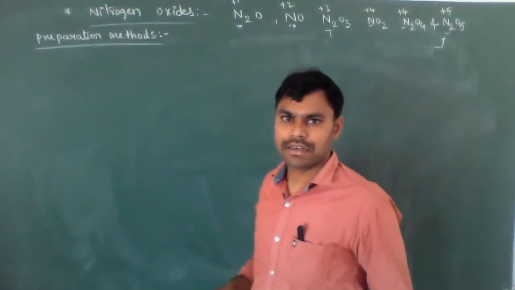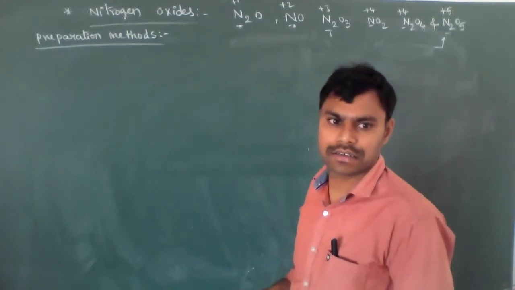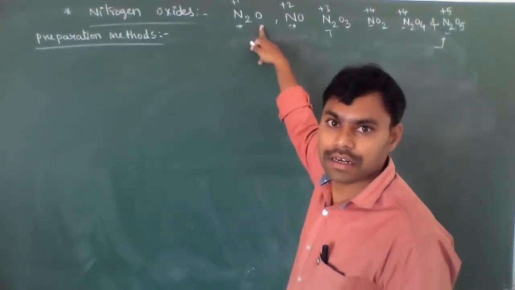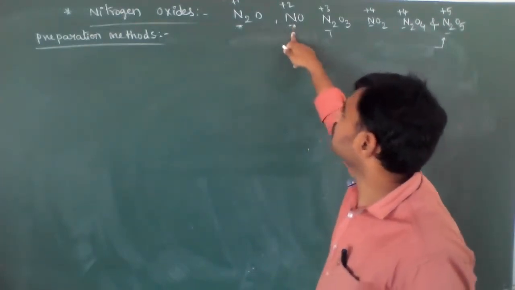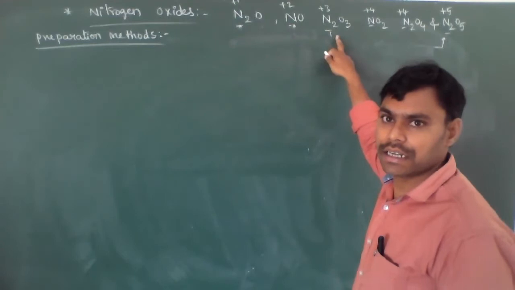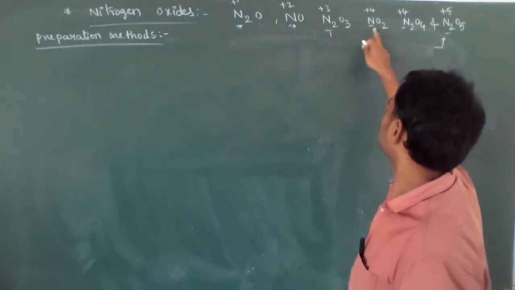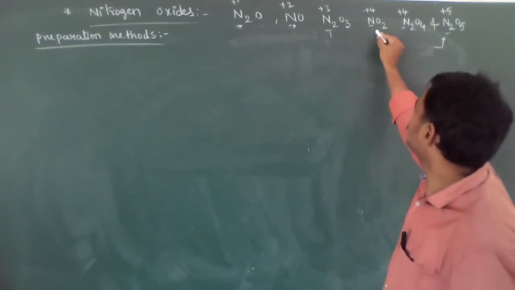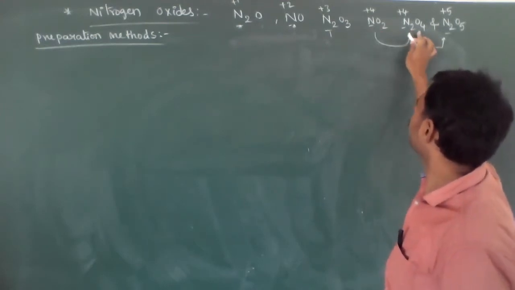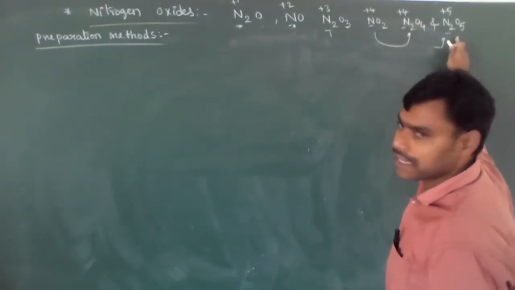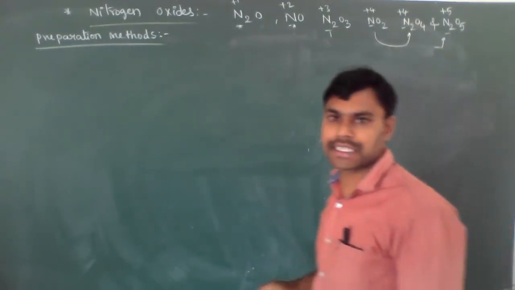Okay, let's see nitrogen oxides. N2O: nitrogen has +1 oxidation state. NO: +2 oxidation state. N2O3: nitrogen has +3 oxidation state. NO2: nitrogen has +4 oxidation state. N2O4 also exists with +4 oxidation state. N2O5 has +5 oxidation state.